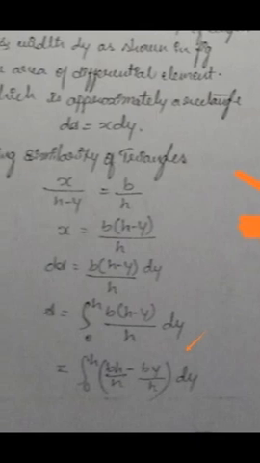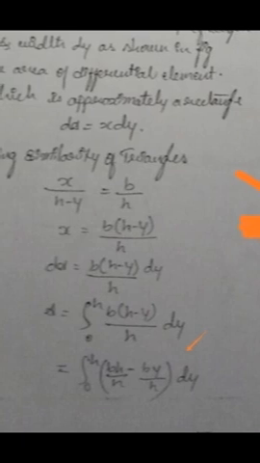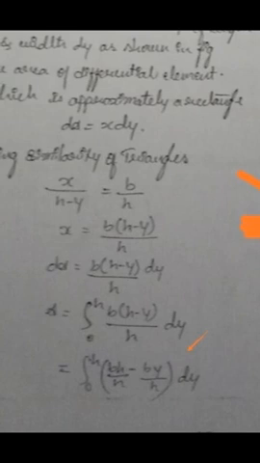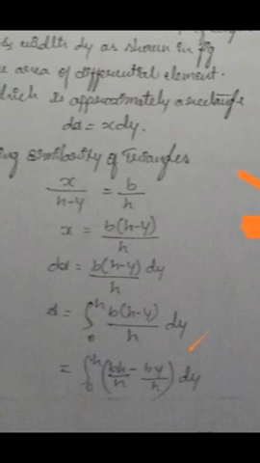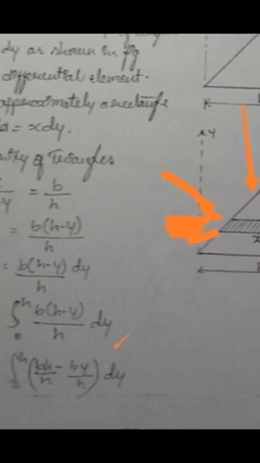Now, substituting, x I keep as it is, and h minus y I will send from the numerator to the right hand side. So finally you will get b into h minus y divided by h. So this is only x. What is x? X is the base.